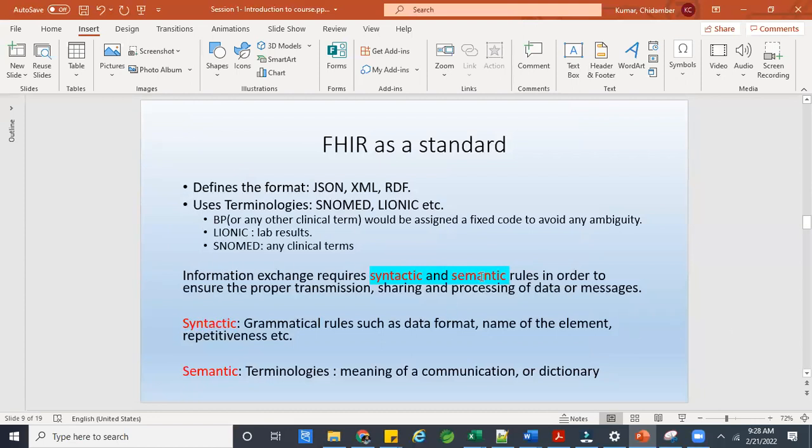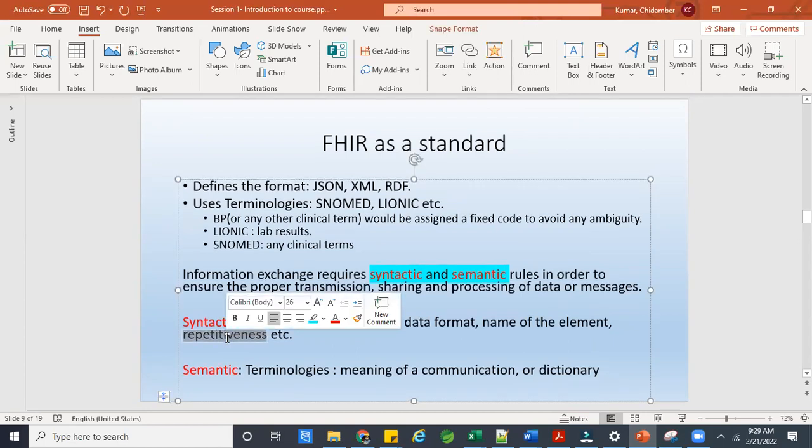One is syntactic and another is semantic. Syntactic is nothing but the grammatical rules around information exchange. For example, in which data format it has to be communicated, what the name of the element should be. As I mentioned, use identifier instead of unique ID or user ID. So defining those kinds of things. Then defining repetitiveness. I guess everyone here is from a technical domain, so we can relate that square brackets mean an array, where multiple entries could be there.